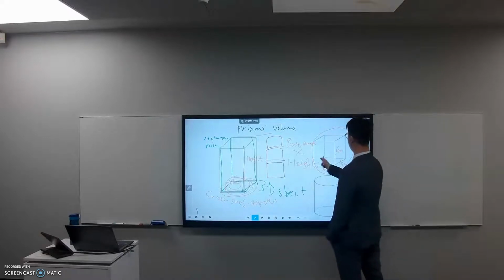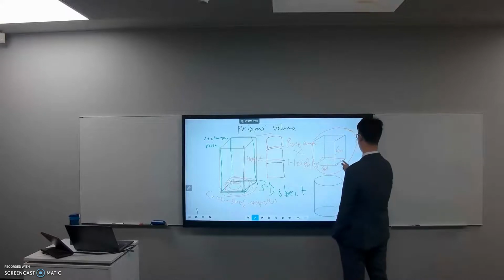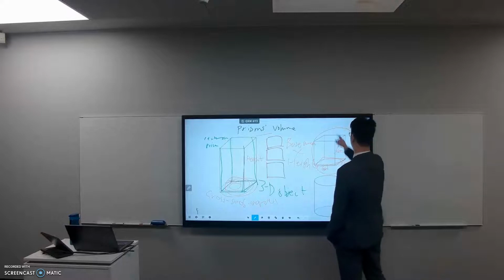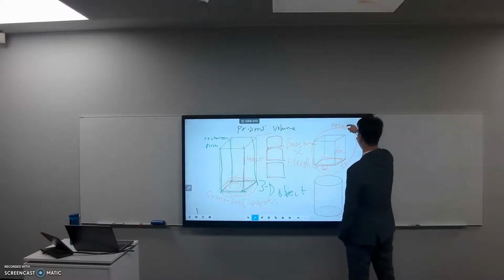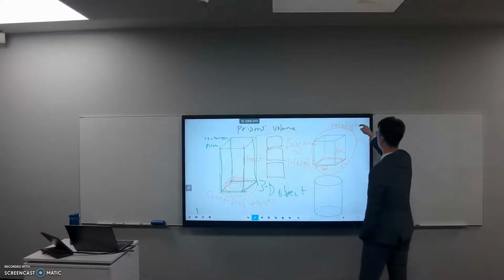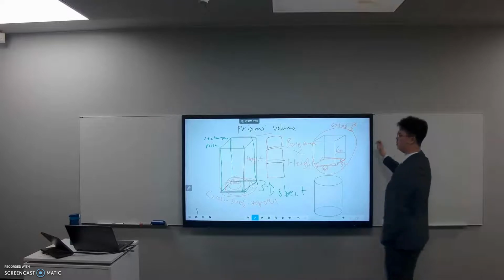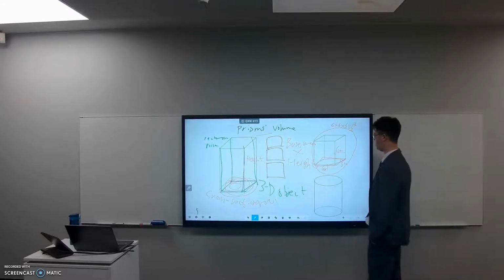We calculate the base area, and then we times by height. So it becomes 6 times 6 times 6 equals 6 cubed equals whatever that is. I don't have a calculator. You can just type 6 cubed into a calculator, and then it will tell you the answer.